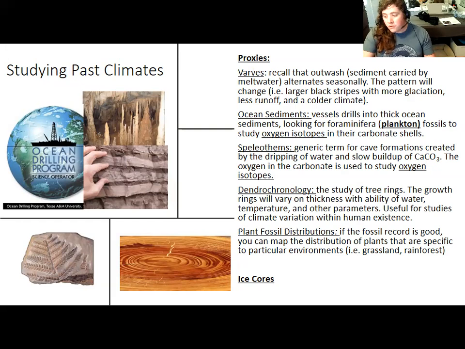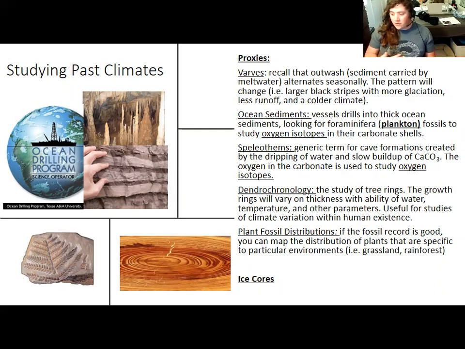And we can also look at ocean sediments. And the big reason we do this is to look at fossils of Foraminifera, which is a type of phytoplankton and one of the varieties that puts calcite or calcium carbonate in its shells. And calcium carbonate has oxygen in it, and as we'll find out, the oxygen isotopes can tell us a lot about glaciation. And similarly, cave formations are also made of calcium carbonate.